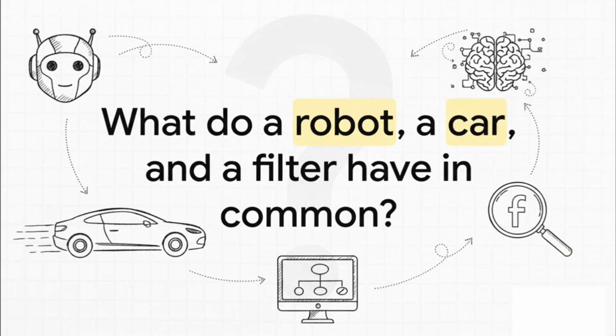So here's a question for you. What do a robot vacuum, a self-driving car, and your email spam filter all have in common? It sounds like the setup to a really bad joke, I know. But the answer is actually super important. What they all share is that they are, fundamentally, intelligent agents. And really getting what that means, well, that's the key to unlocking how most AI actually works.